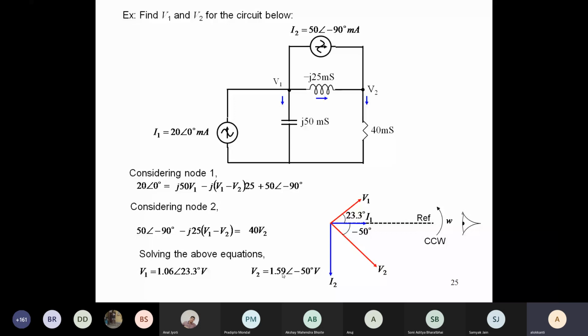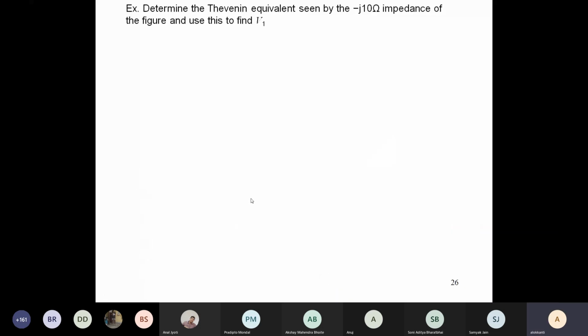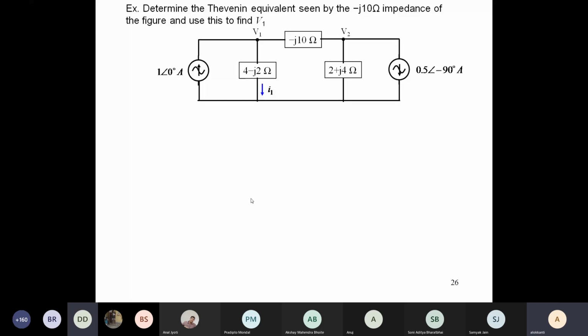Let us do another problem today. This is an application of Thevenin's theorem in AC. Determine the Thevenin equivalent seen by the minus j10 ohm impedance. This is the circuit where you are asked to find the Thevenin equivalent across the minus j10 ohm impedance, and use this to find the value of the voltage V1.